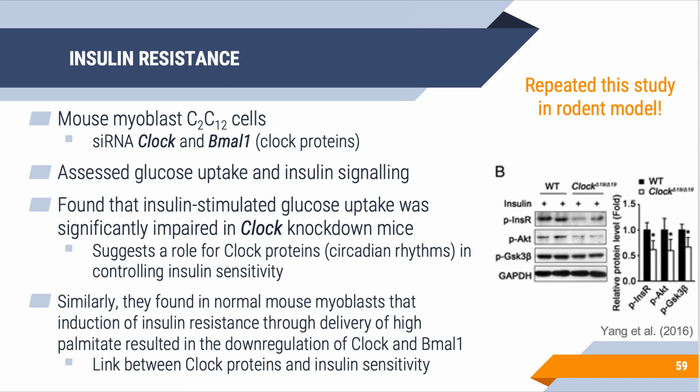Moreover, what they also found in normal mouse myoblasts was that the induction of insulin resistance through the delivery of palmitate, so they actually gave these mouse cells palmitate to induce insulin resistance, was correlated with a downregulation of these clock proteins, CLOCK and BMAL1. Again, showing us this link between the clock proteins and insulin sensitivity. So if we induce insulin resistance, we actually downregulate these clock proteins as well.